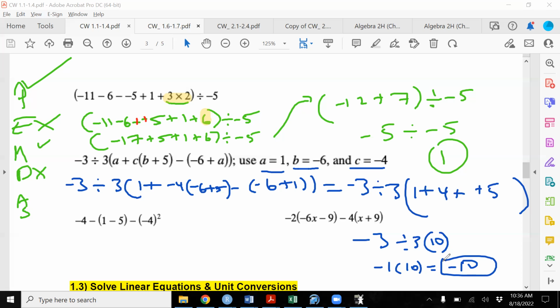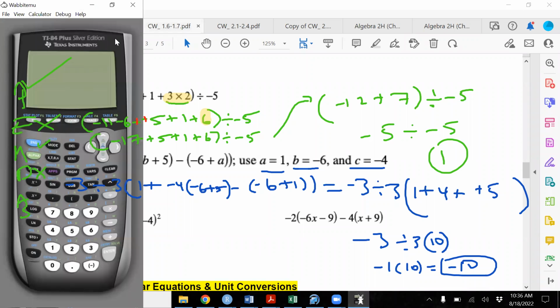Yeah, because what's happening here is that you've got to figure out the parentheses, right? Which I did. I got 10. However, when you have multiplication and division, you've got to go from left to right. So that's going to be negative 1 times 10, so it's negative 10. So, first day, made a mistake. I'm human. But that should be negative 10. And you can always plug this in the calculator. I'll do it right now. Let me erase the other stuff because it's a little distracting.